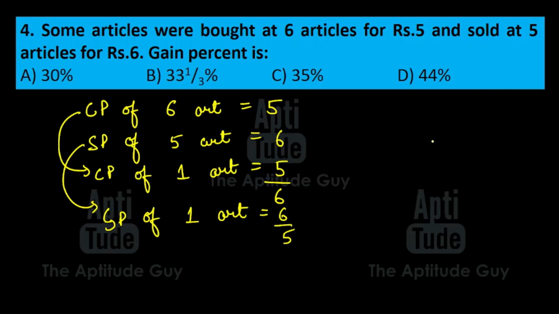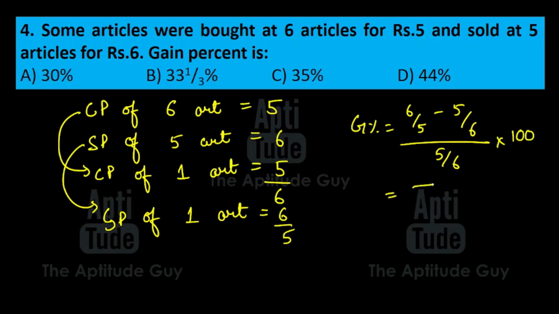Now, without any further ado, we can find the profit percentage. In order to find the gain percentage, we need to first find the gain. The gain is the difference between these two, of course. We have 6 by 5 minus 5 by 6 divided by the cost price or selling price. Nothing has been mentioned, so obviously it's divided by cost price, that is 5 by 6 into 100. So the LCM of 5 and 6 is 30. So we have 30 into 6 by 5, that is equal to 36. 30 into 5 by 6 is equal to 25, divided by 5 by 6 into 100.